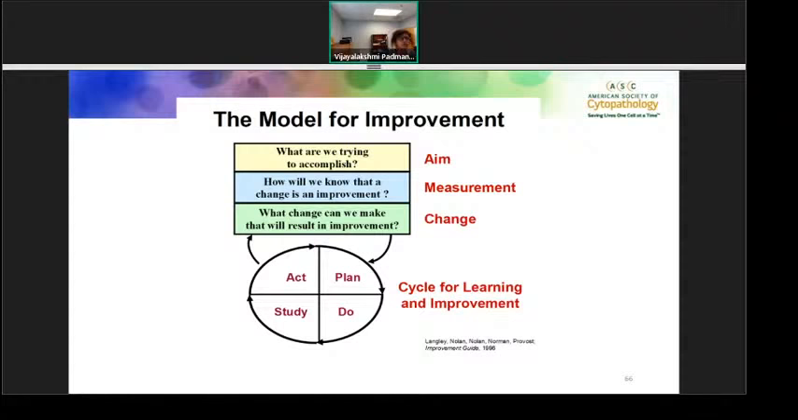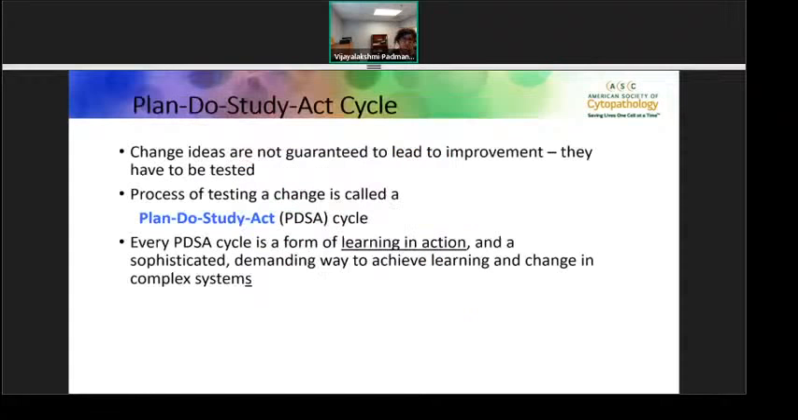The aim is what are we trying to accomplish? Measurement, how will we know that the change is an improvement? You need to measure, right? And what change can we make that will result in the improvement? Now, change is not guaranteed to lead to an improvement. In our project, the first change we made didn't lead to an improvement, actually. So we had to make another change.